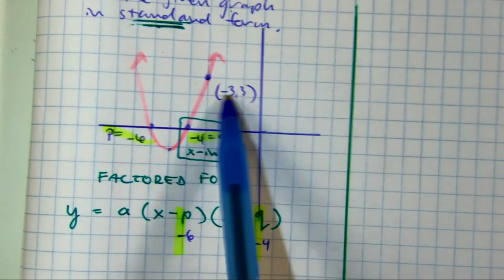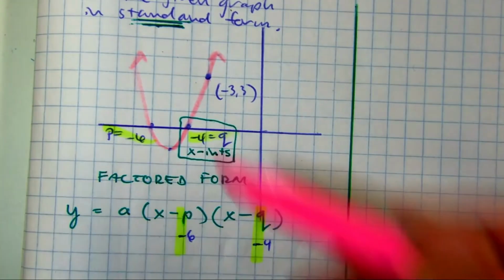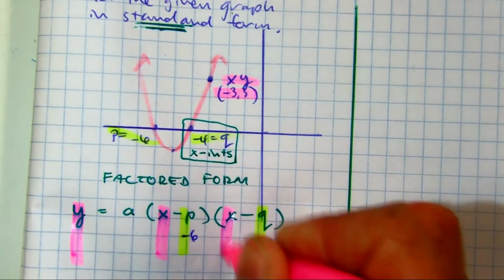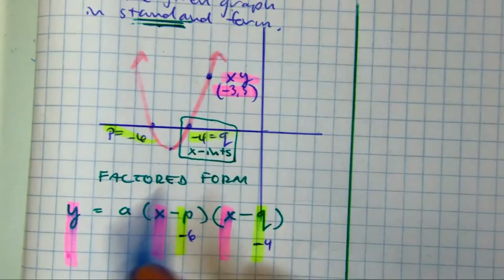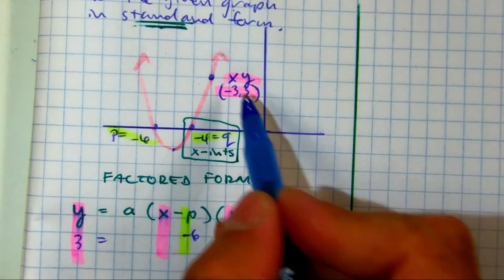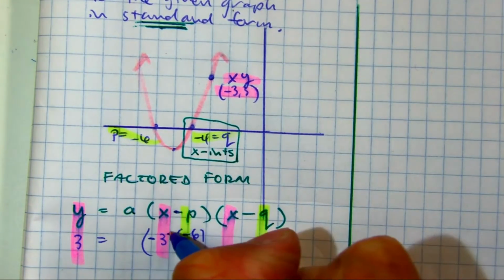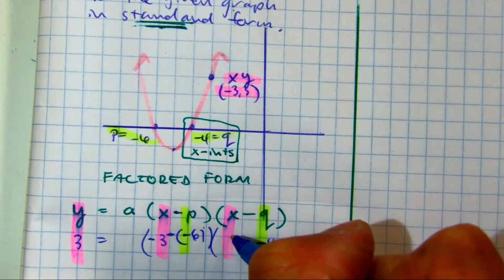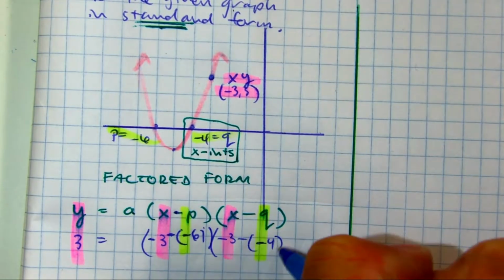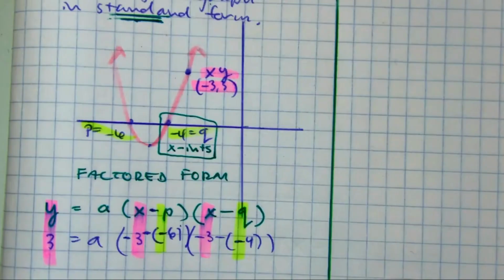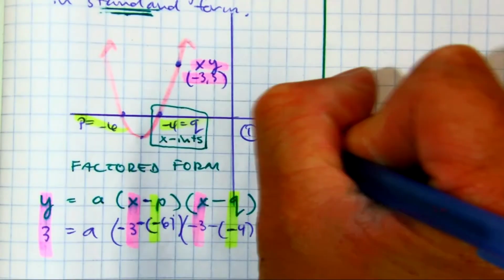Class, how would you label this one here? And how do you label ordered pairs? X and Y. Every Y value we're going to put in 3. And every X value we're going to put in -3. Don't forget the minus sign here. And basically what color is not highlighted? A. So the first thing we're doing here is solve for A.